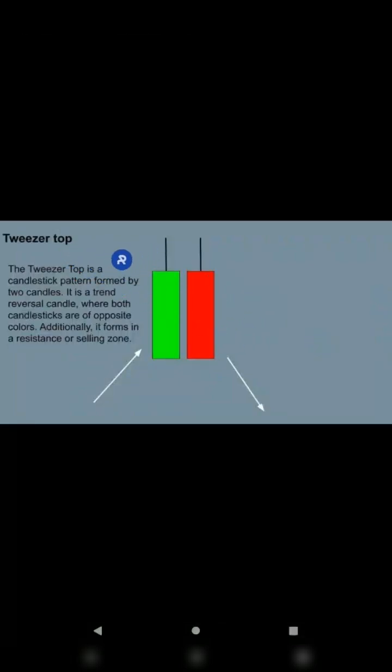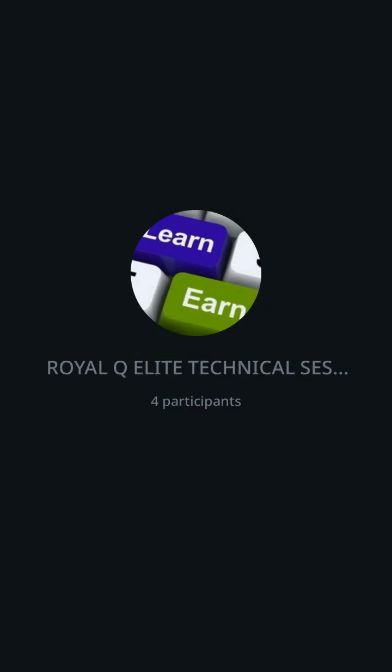So the tweezer top is a candlestick pattern formed by two candles. It is a trend reversal candle where both candlesticks are of opposite colors. Additionally, it forms in a resistance or a selling zone, as I said. So just picture what I just said and then read the description there, memorize it, and then you practically go onto your 4 hour chart. We're going to still do that in the coming weeks. Those who have been following us, you would get used to the class.